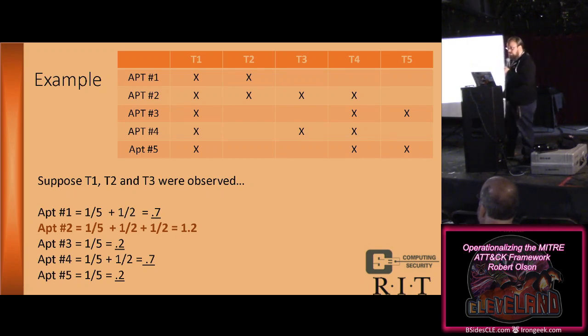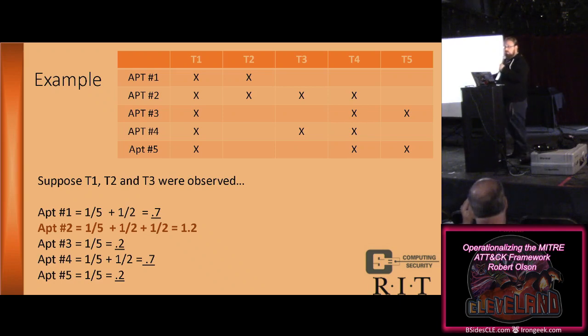So let's suppose that during that time window, techniques 1, 2, and 3 were used in some combination by all the adversaries. When we look at APT1 in this scenario, it is known to use techniques 1 and 2. So even though technique 3 was observed, they don't get any credit for technique 3 because they didn't use it.